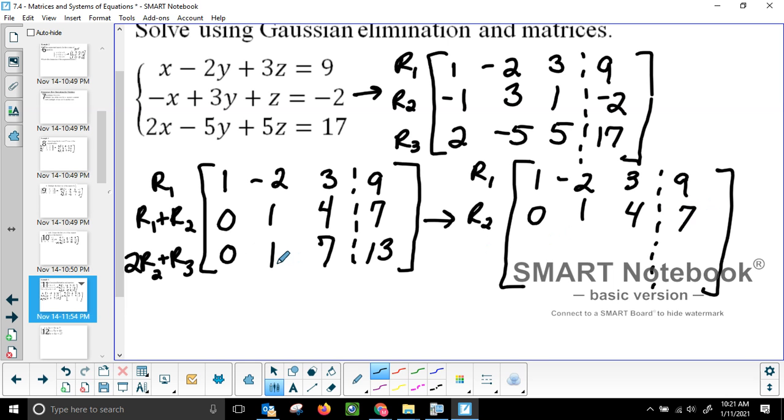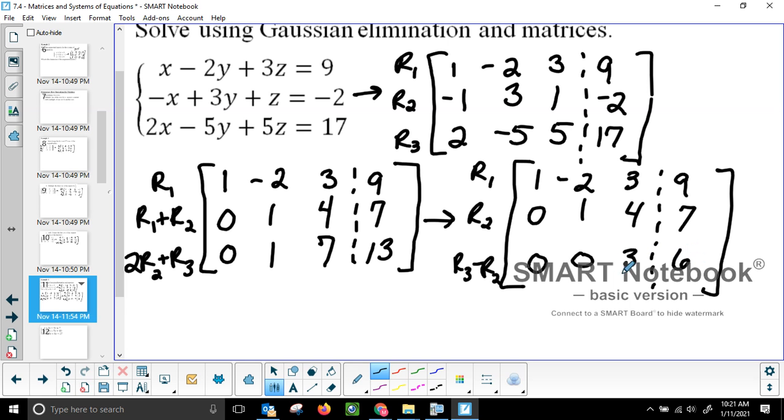Now I want this to be 0, 0. I could either say row 2 minus row 3, or just to make this positive, I'm going to say row 3 minus row 2. So 0 minus 0, of course, is 0. 1 minus 1, also 0. 7 minus 4 is 3. And 13 minus 7 is 6.